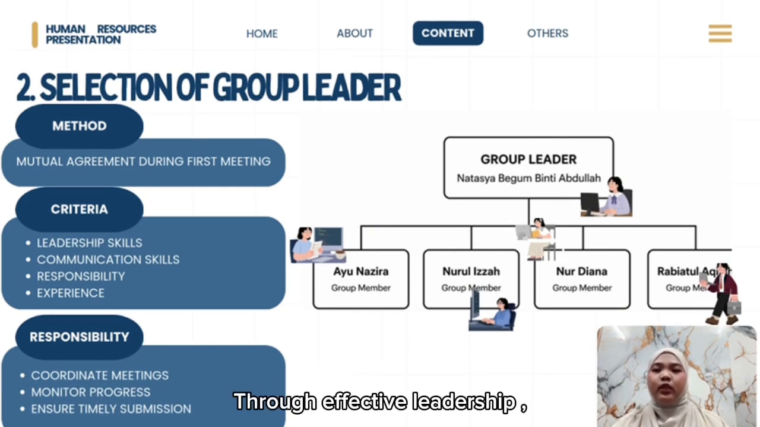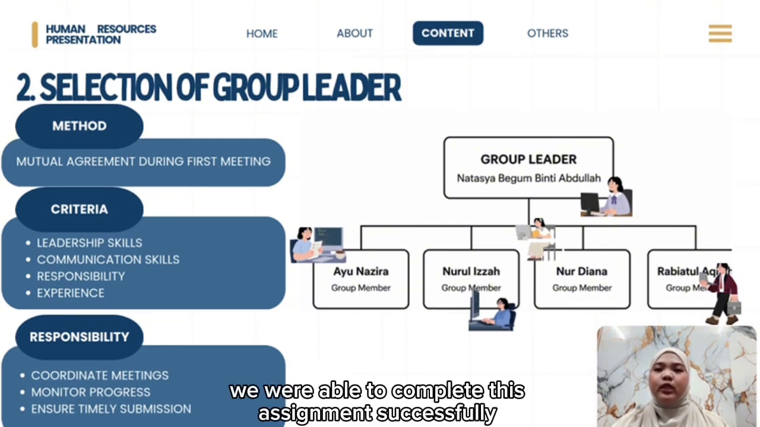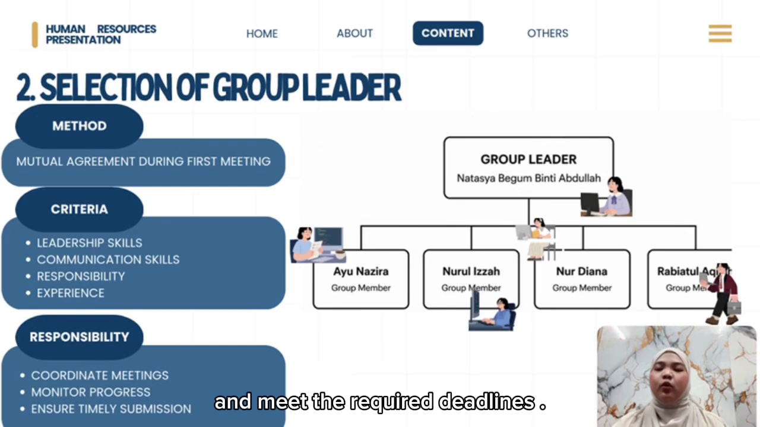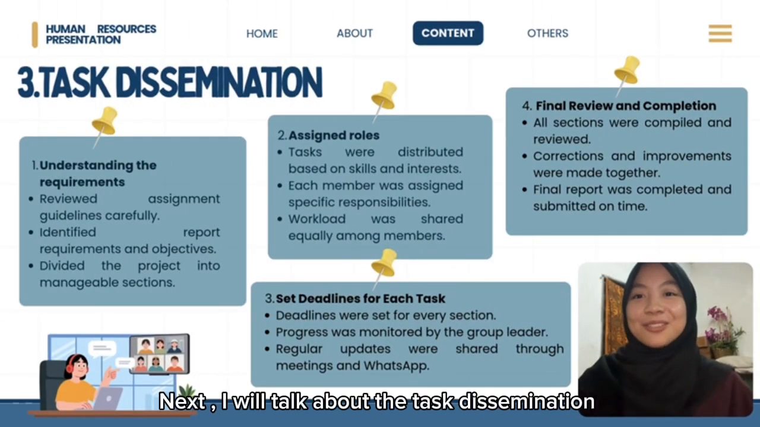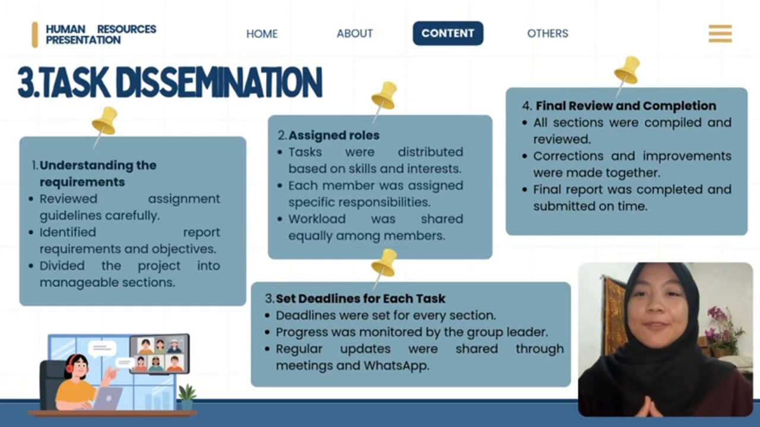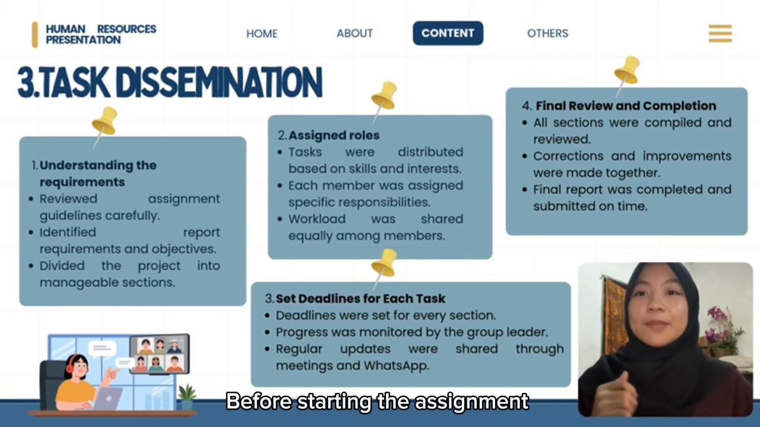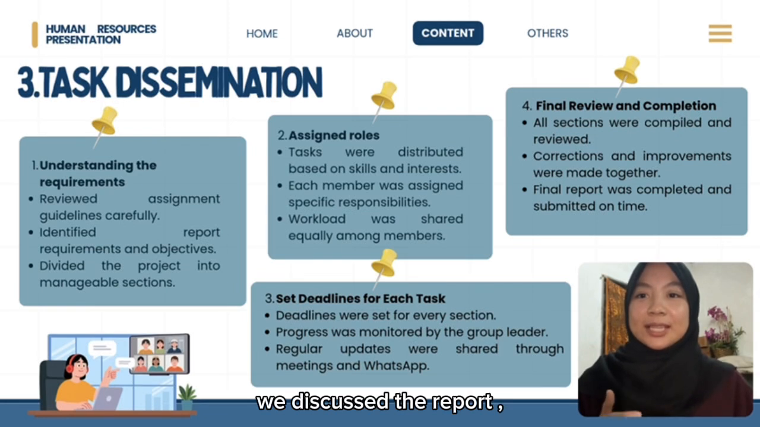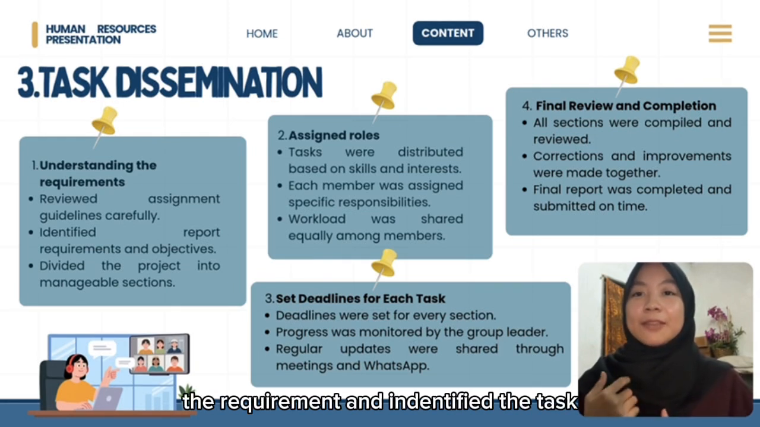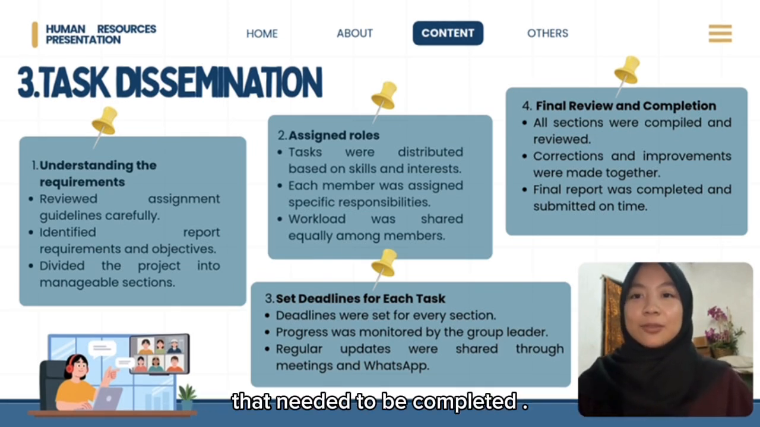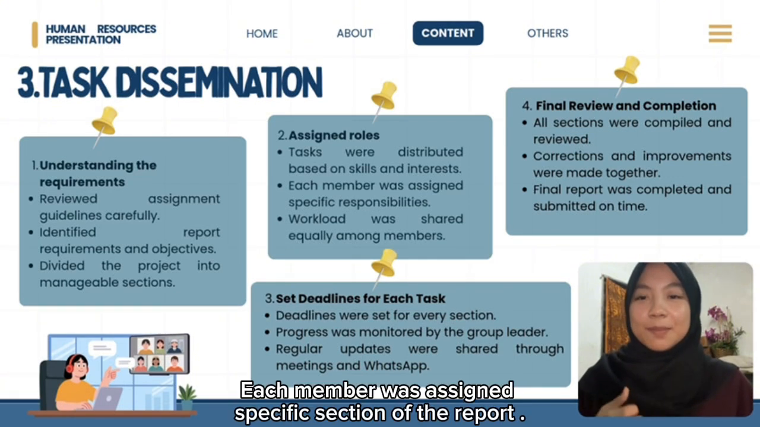Through effective leadership, proper planning, and good teamwork, we were able to complete this assignment successfully and meet the required deadlines. Next, I will talk about the task dissemination. Our group divided the work fairly among all members based on our strengths and interests. Before starting the assignment, we discussed the report requirements and identified the tasks that needed to be completed. Each member was assigned a specific section of the report.